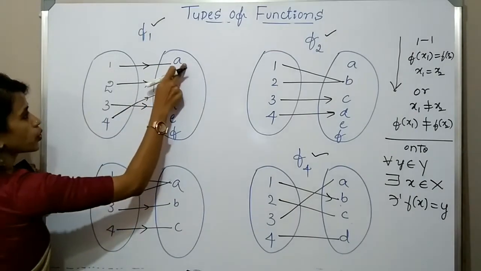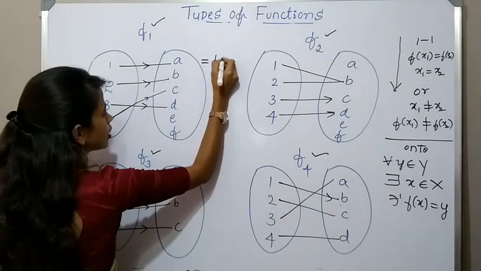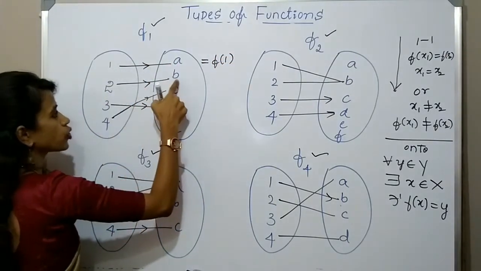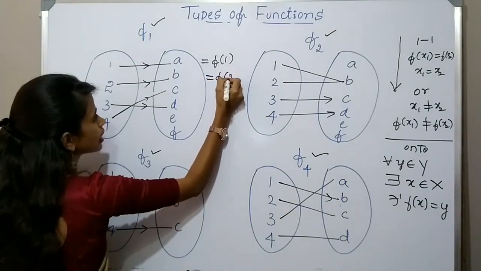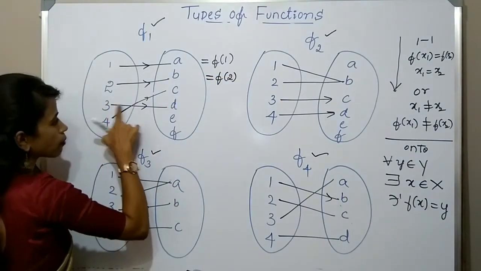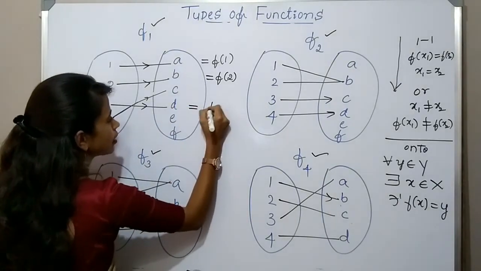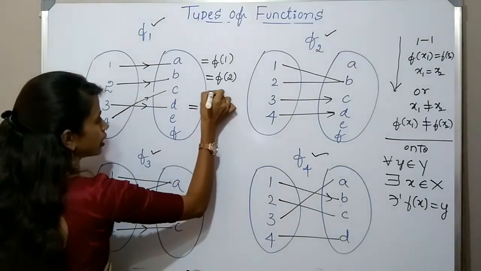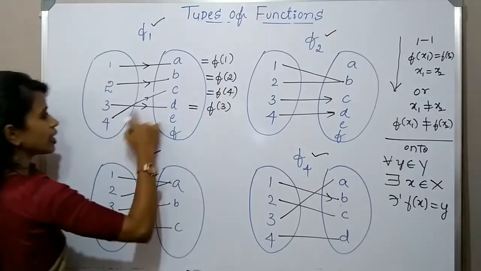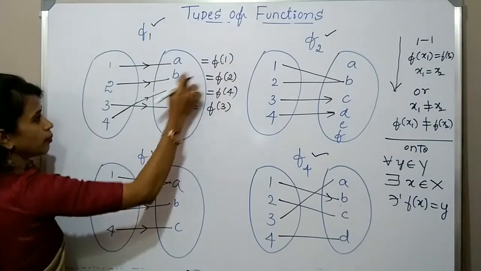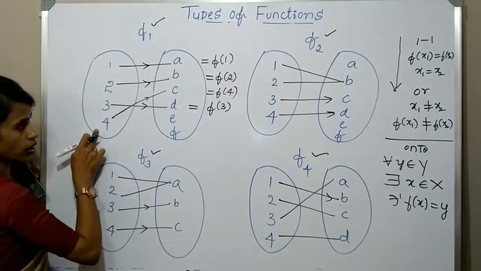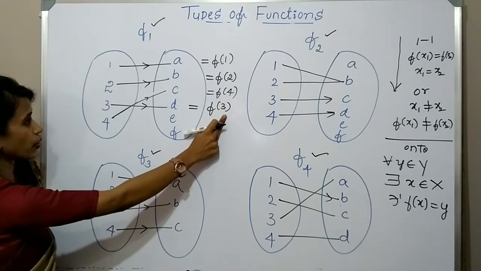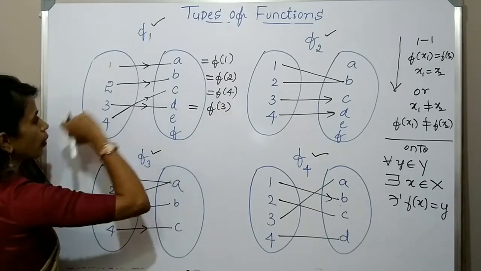So here 1 maps to a, that is a is f of 1. 1 maps to a means image of 1 is a. Here 2 maps to b means image of 2 is b. Now here 3 maps to d, that is d is f of 3. Next, what about 4? 4 maps to c, that is f of 4. Image of 4 is c. Here a is image of 1, b is image of 2 and c is image of 4 and d is image of 3, that is d is equal to f of 3. Is it okay?